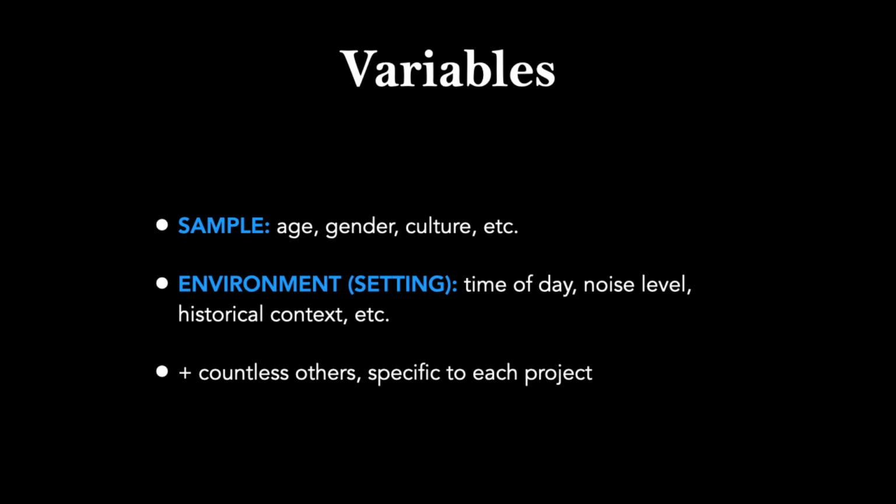And then there's the environment or setting. So this includes things like the time of day, noise level, historical context, and so on. For example, if you wanted to try out some kind of new method that you developed for teaching people a certain skill, you'd probably want to make sure that the study takes place in a quiet environment, so there aren't distractions.